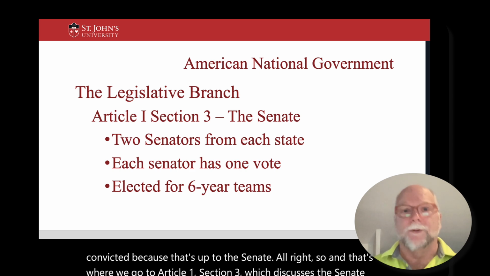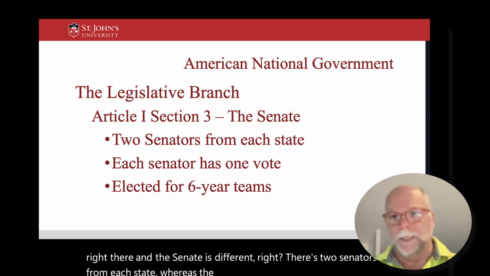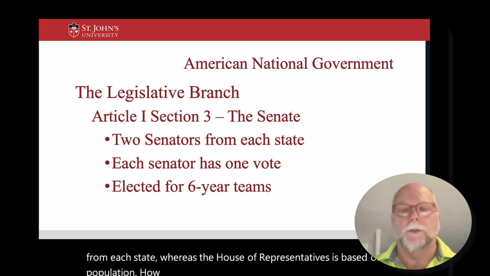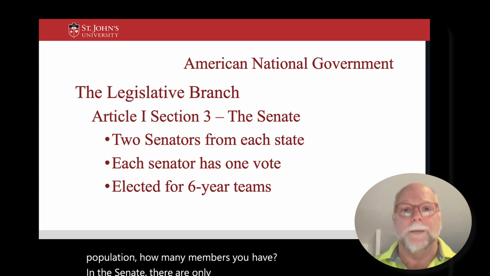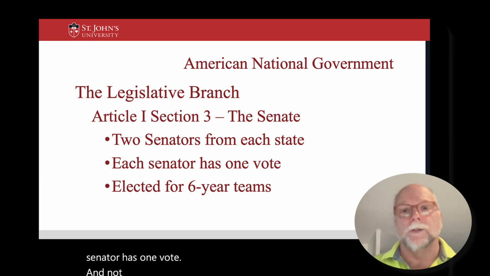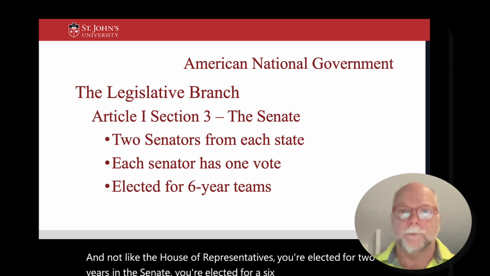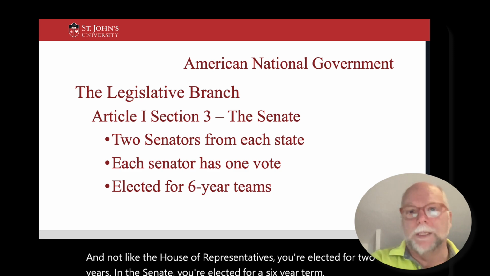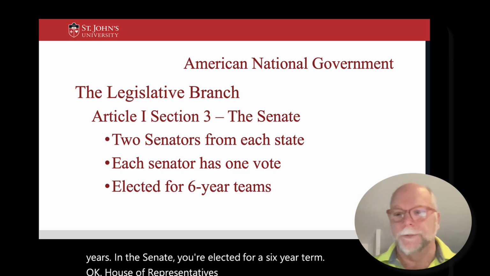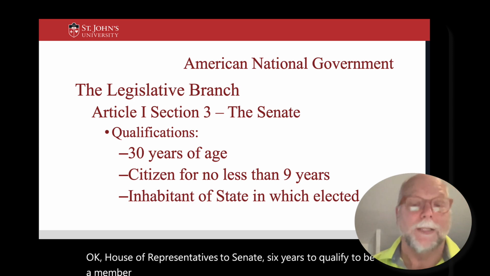And the Senate is different, right? There's two senators from each state, whereas the House of Representatives is based on population, how many members you have. In the Senate, there are only two from each state, and each senator has one vote. And not like the House of Representatives, where you're elected for 2 years, in the Senate, you're elected for a 6-year term. Okay, House of Representatives 2, Senate 6 years.